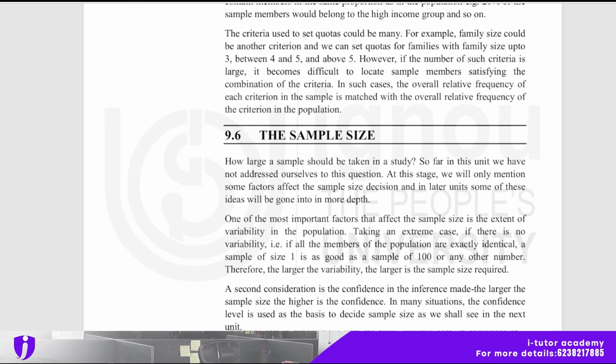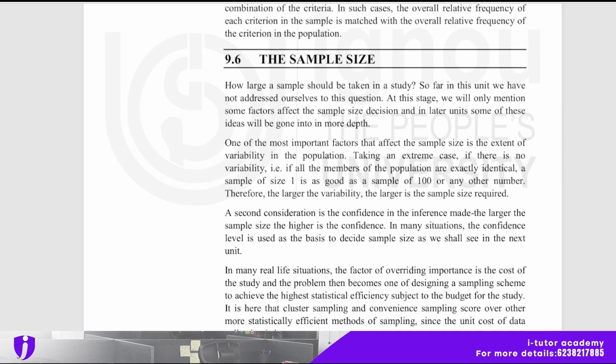The sample size: how large a sample should be taken in a study. So far in this unit we have not addressed ourselves to this question. At this stage we will only mention some factors that affect the sample size decision, and in a later unit some of these ideas will be gone into in more depth. One of the most important factors that affect the sample size is the extent of variability in the population.